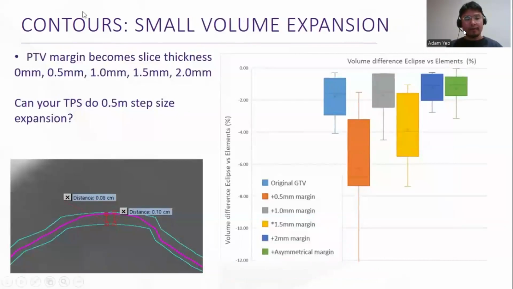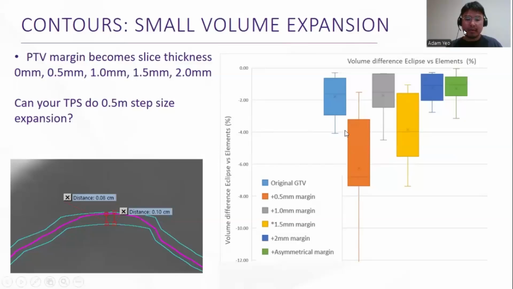And contouring, now we have our PTV accuracy, PTV margin. Our accuracy demands a couple of millimeters, and you need to know whether your treatment planning system and image handling software can deal with correct margin expansion, for example, whether a 0.5 millimeter step size expansion is accurately created in your treatment planning system.